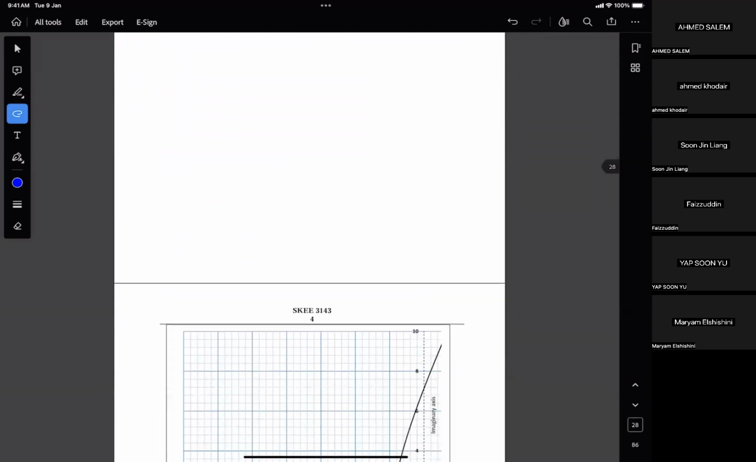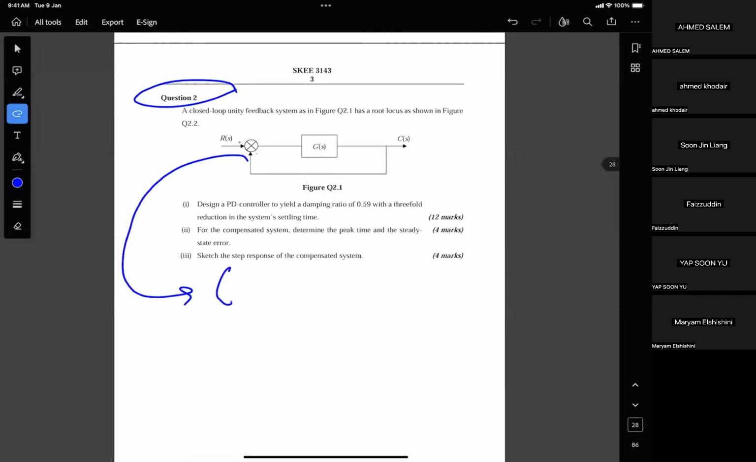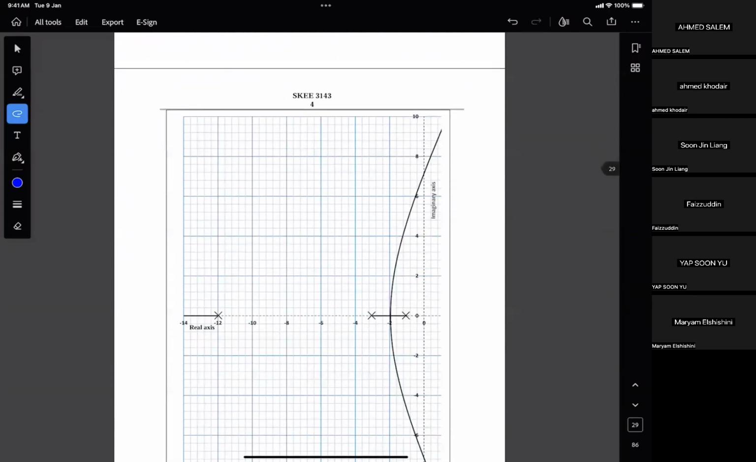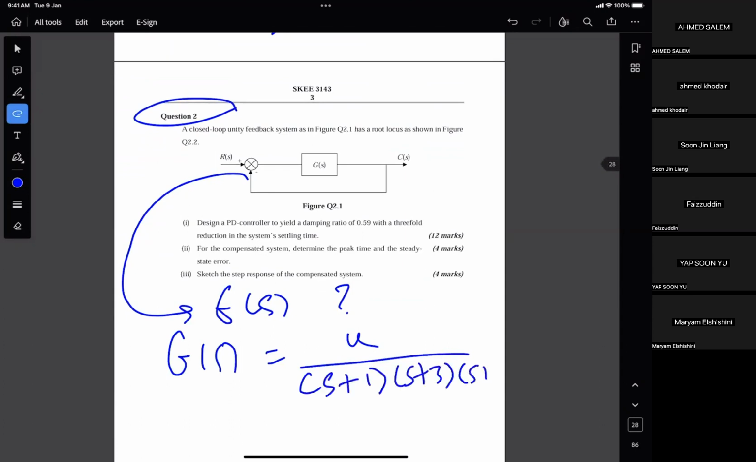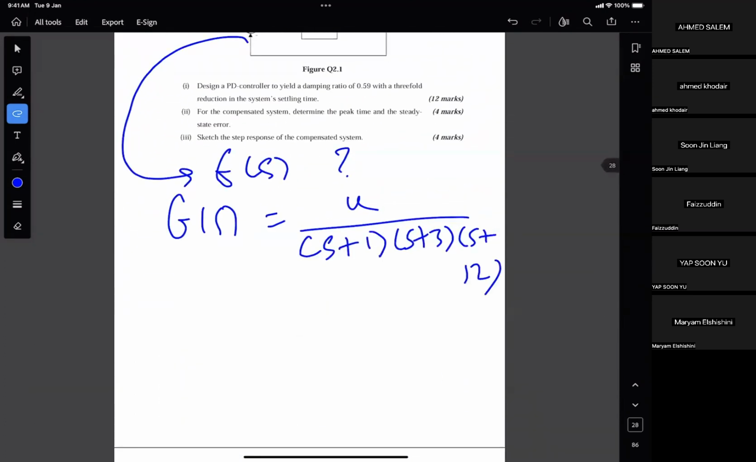Right. Thank you. So this is the given. G(s) is not given. What is G(s)? G(s) is not given, so we have to extract it from here. So this is your minus 12. Minus 12. Then minus 1, minus 3. So G(s) will be K(s plus 1)(s plus 3)(s plus 12). Okay.